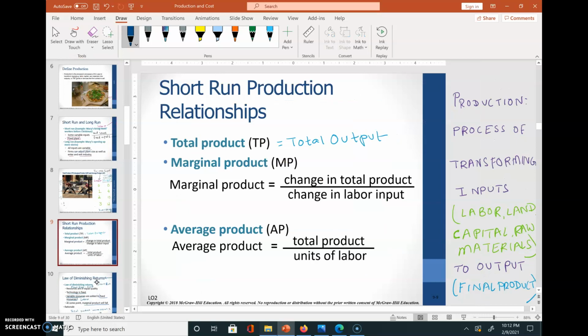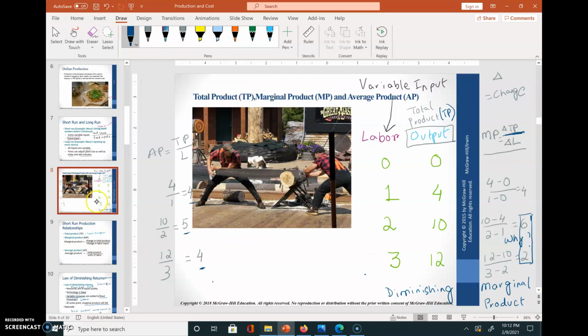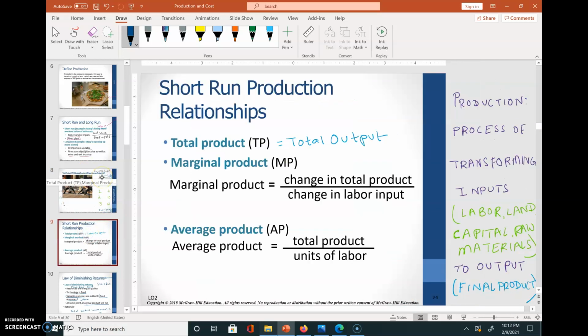Now this slide just shows us the formulas of marginal product and average product. That is something we went over using the picture in the slide before. And definitely the total product is the total output that is being produced.